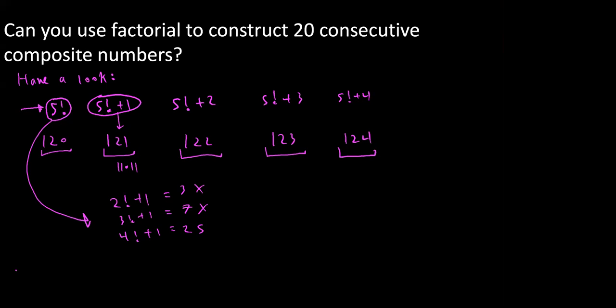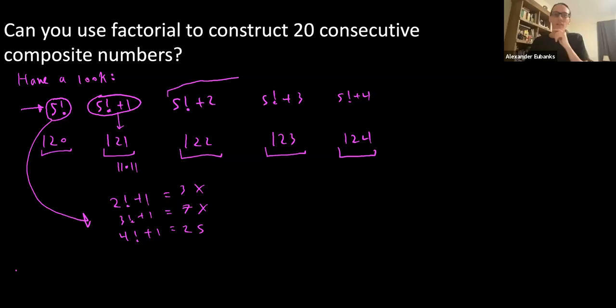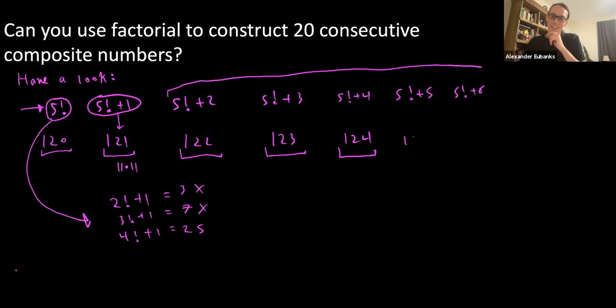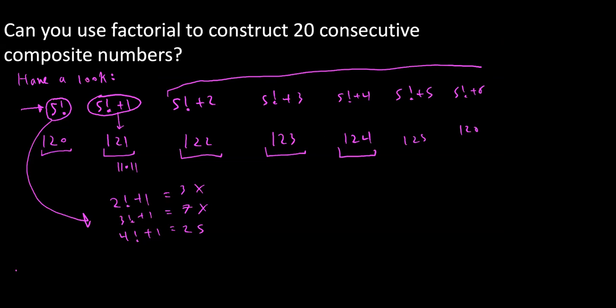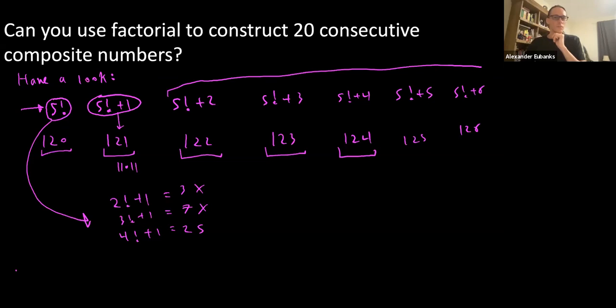You could ignore it and then start off with 20 factorial plus 2 and then work all the way up to 21. Cool. So right here, if I kept going with my 5 to get a list of 5 composites, I could have done 5 factorial plus 5 and then 5 factorial plus 6, right? Yeah. Okay. Here's the thing. This is the right idea.